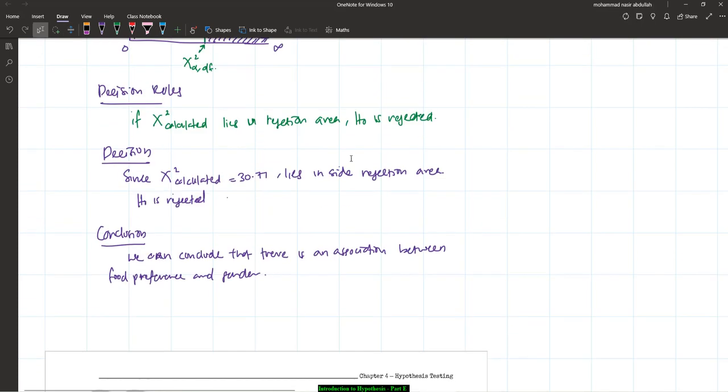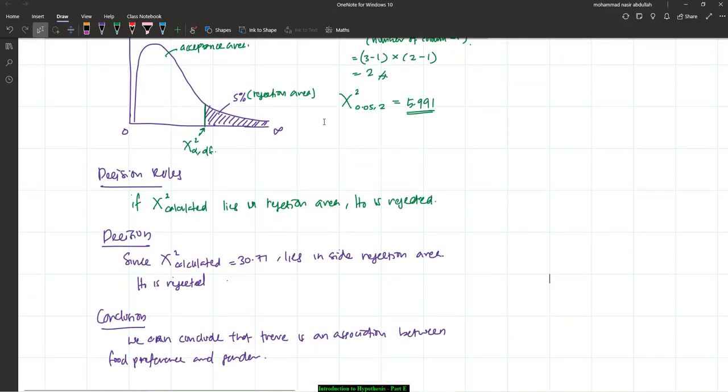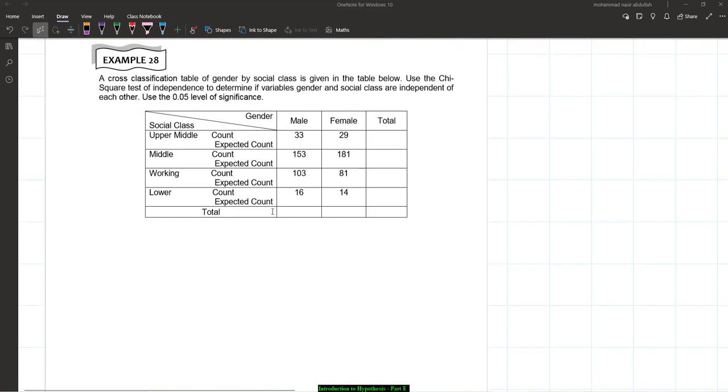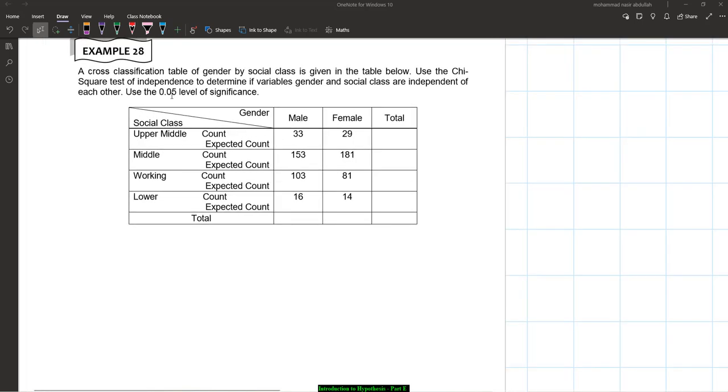Okay, so I hope you understand, right? Alright, for example number 28, I think the same process. I leave it for you to try it by yourself. Please try to solve this problem and conduct a hypothesis testing to determine whether the gender and social class are associated or independent, right? So you can test by yourself, you can conduct your own hypothesis testing.